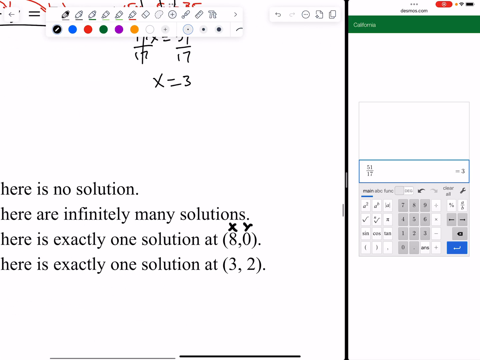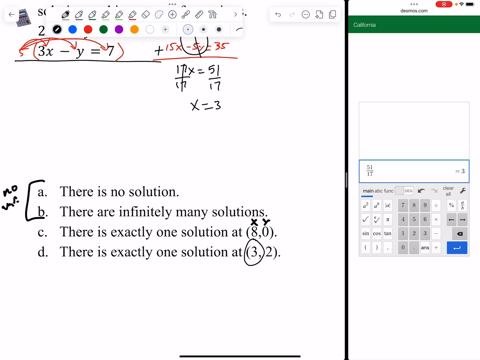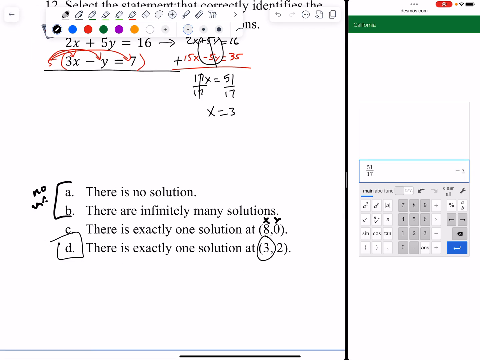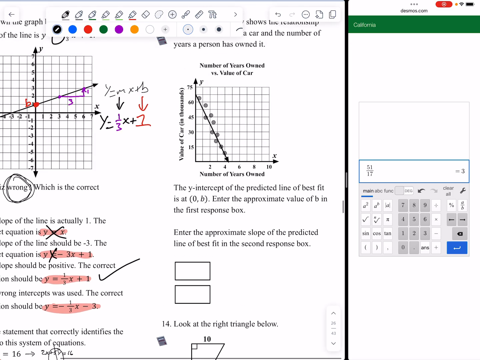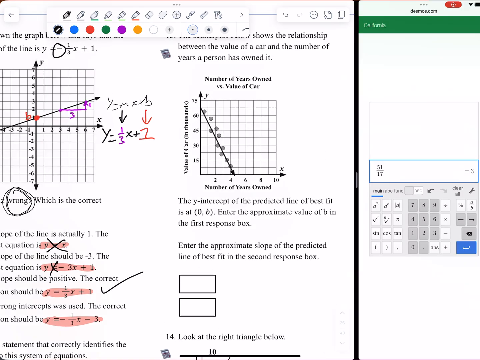Is that one of my options? Yes, there it is. So do I even have to plug it in to check the y? I do not, okay? If the other one said 3, 0, then I would have to check. But in this case, I'm done, okay? The answer is D. All right, moving on.